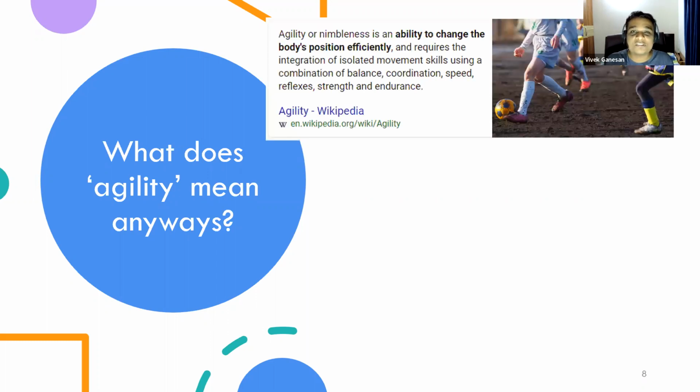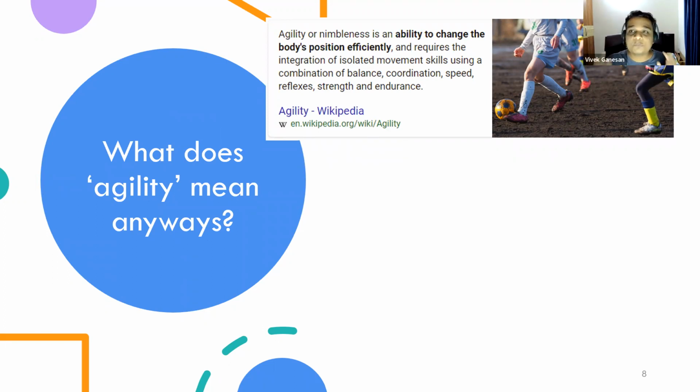So Wikipedia search of agility says that it is the ability to change the body's position efficiently. So typically agility, before this agile movement and all started, agility is a term used in sports. So today I'm going to talk a lot of sports terms, though I'm not a sports person, but I'm going to borrow a lot of examples from sports so that you get this concept right. Not just agility, I'm also going to extend the same examples to technical agility as well, right? So agility is nothing but how quickly you're able to change your body's position efficiently.